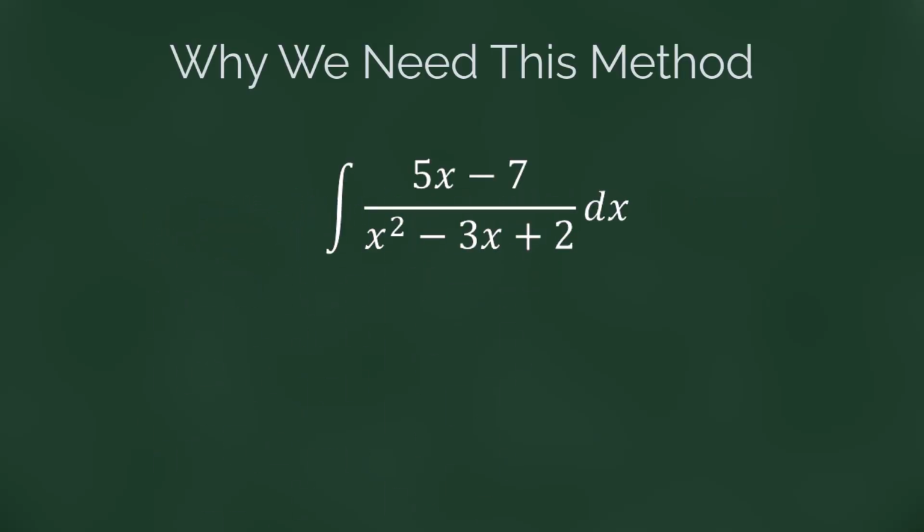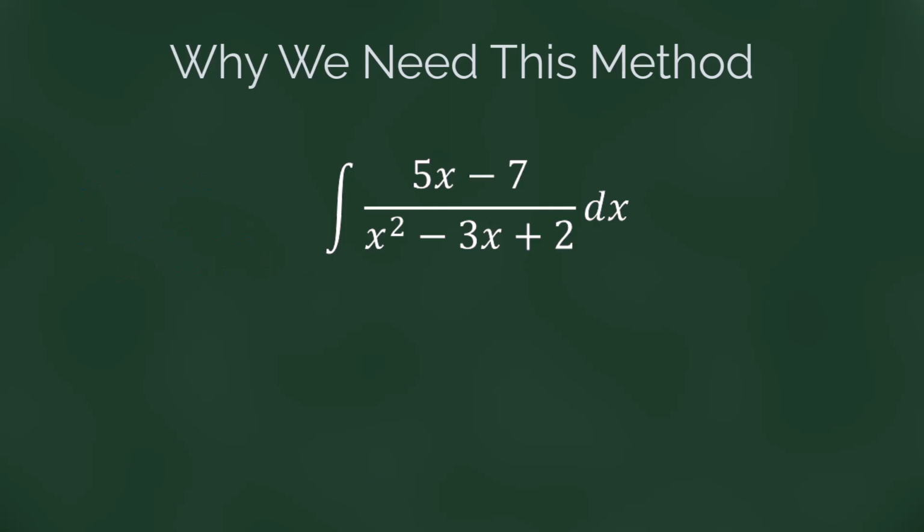To understand why we need this method, let's take a look at the antiderivative of (5x - 7) over (x² - 3x + 2). If we try to use something like substitution to solve this, letting u equal x² - 3x + 2, then du would be (2x - 3) dx. But we'll notice that 2x - 3 is not a multiple of 5x - 7, so we have no way to get rid of the numerator.